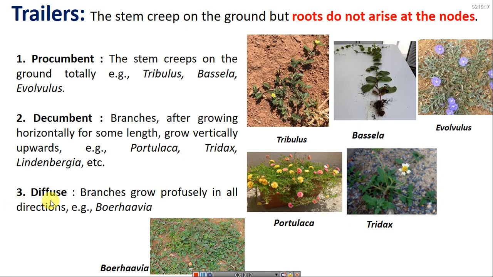Now the third trailer is the diffuse type, for example Boerhavia diffusa. It diffuses, grows profusely in all directions, but the branches do not grow vertically. See, this is lying on the ground and growing profusely, right? So it diffuses all around in all directions. So Boerhavia is the example of the diffuse type of trailer.